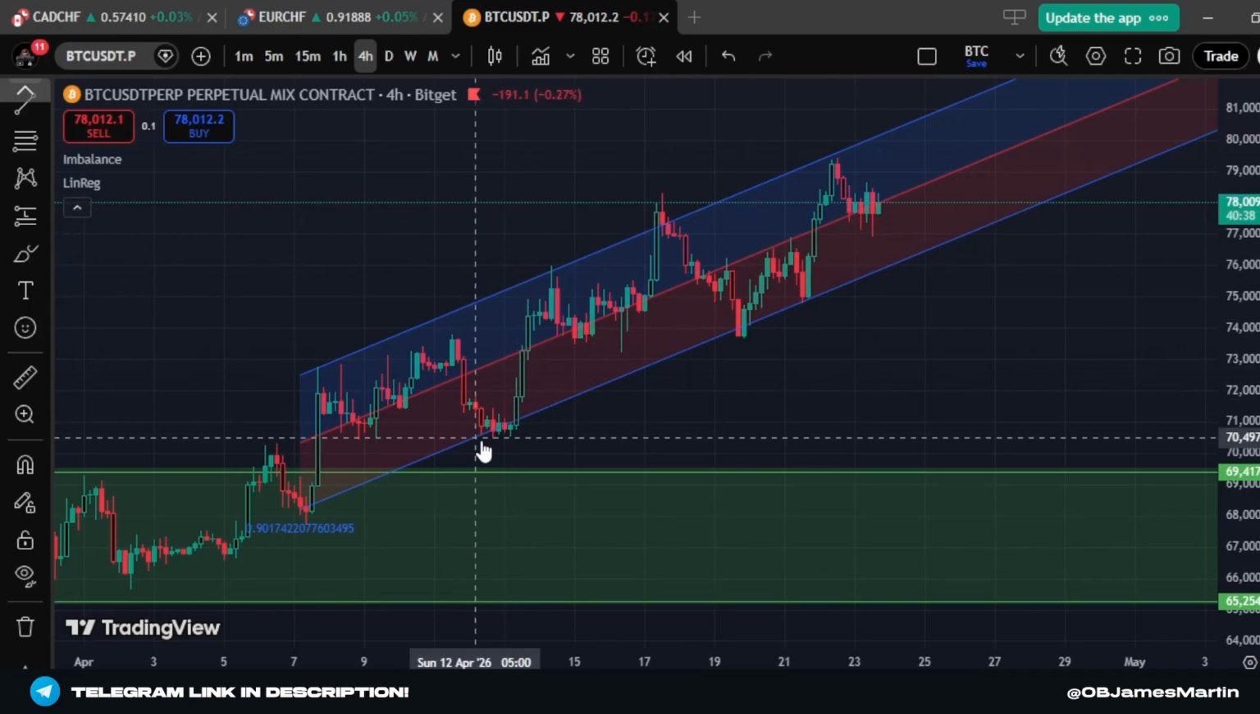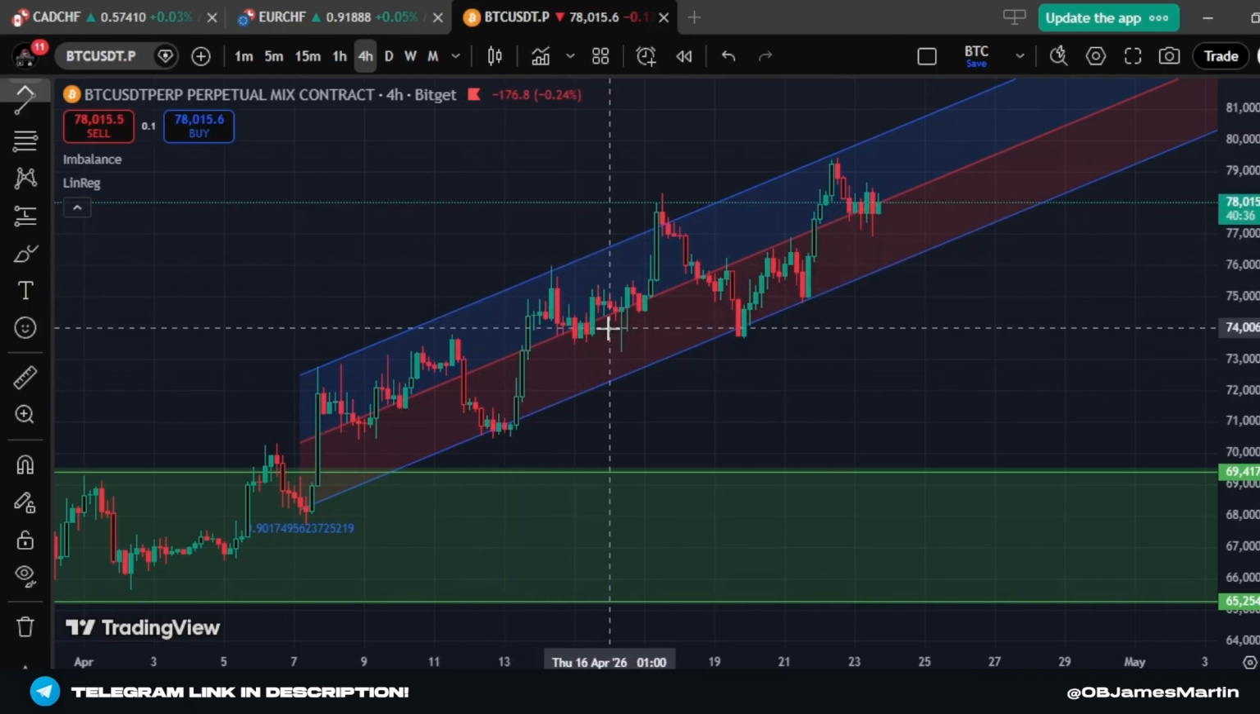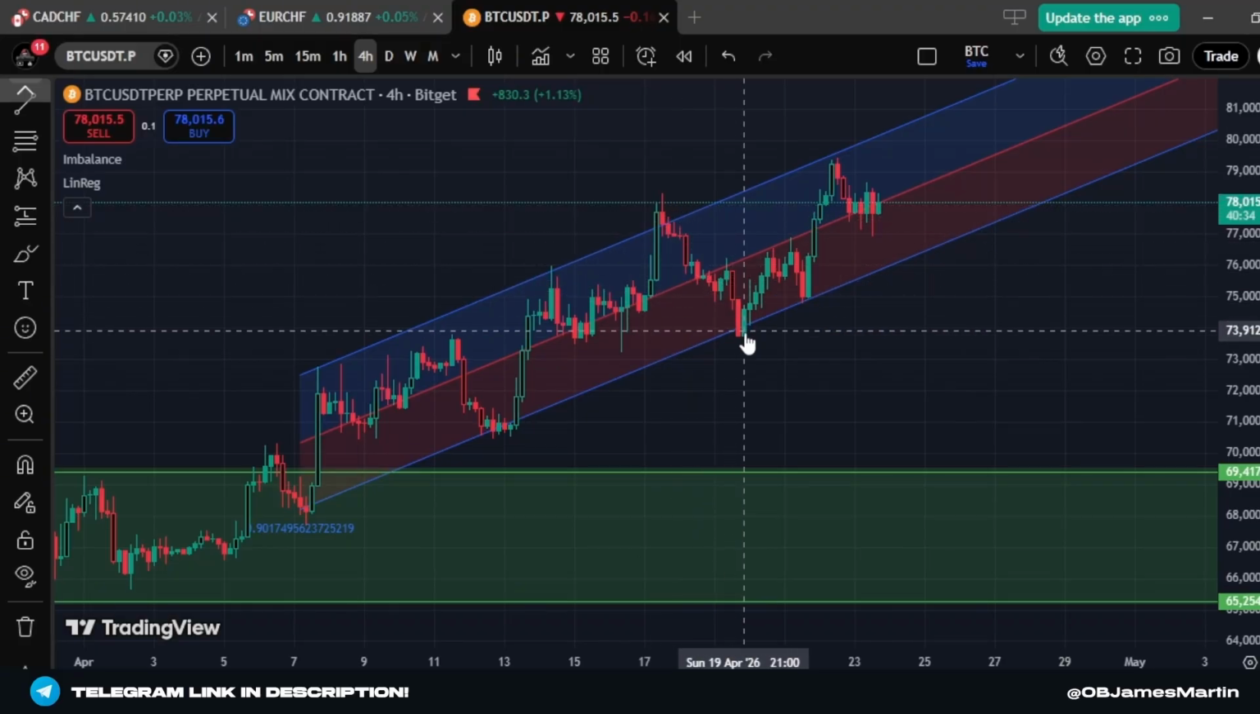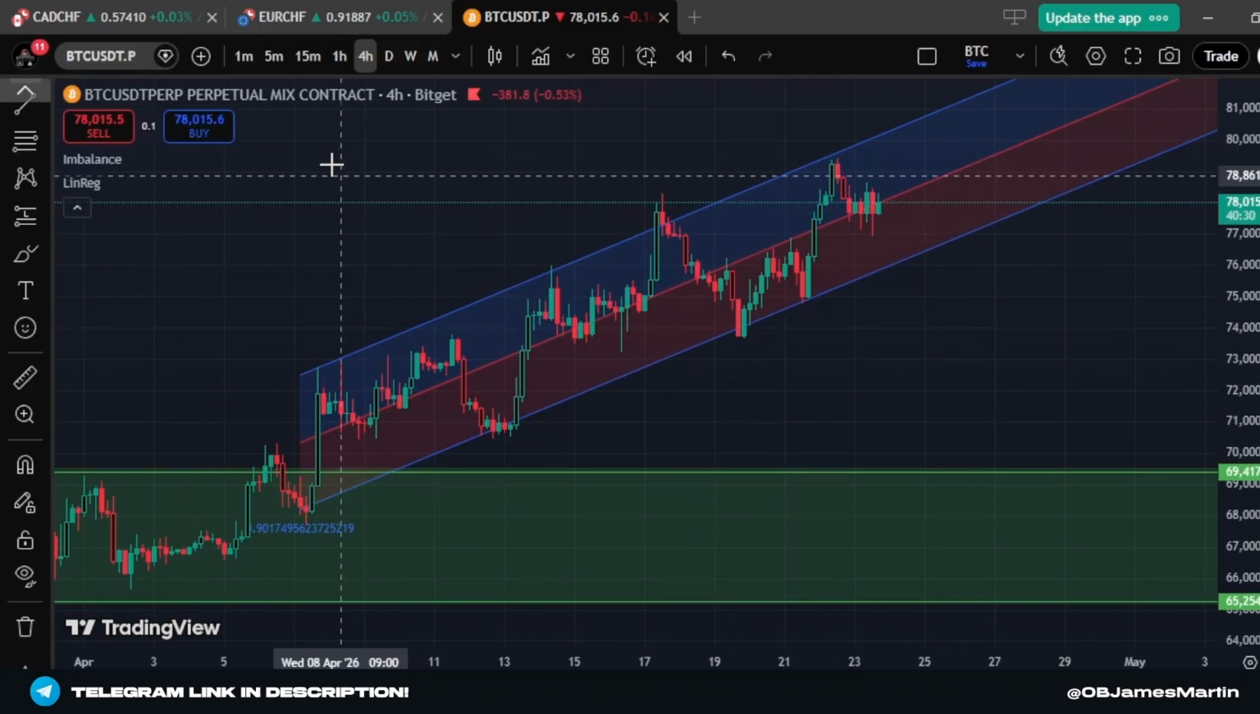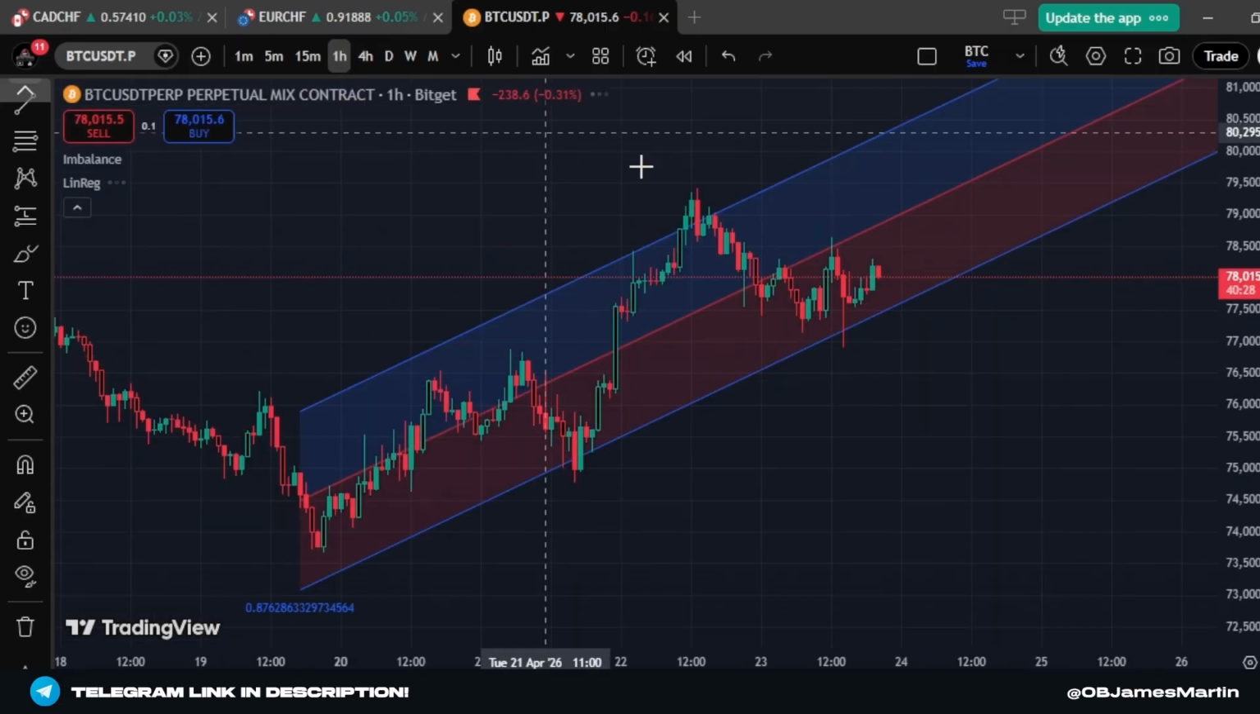Okay, the idea is only to see how this works. Here you can clearly see the channel for hours. Let's look at how the price respects the trend. Let's look at the trend, rejection, and you can clearly see the bullish channel.